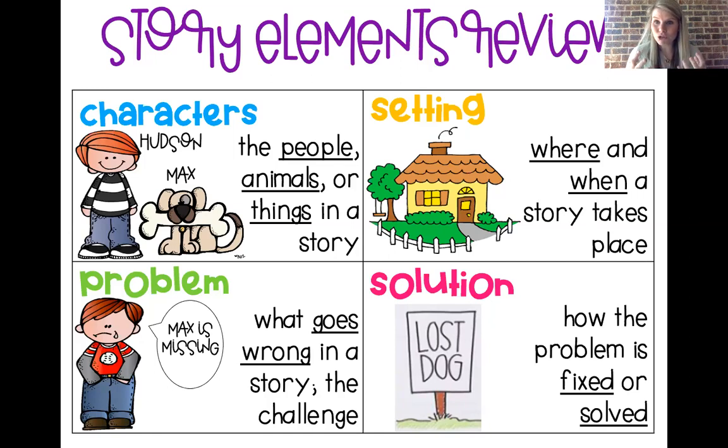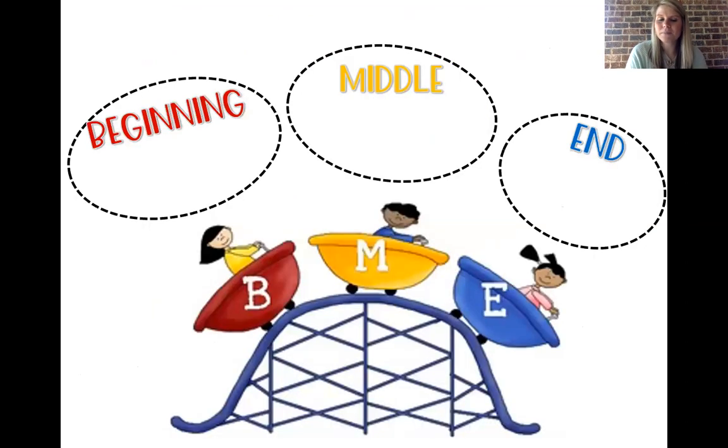And then the solution is how the problem is fixed or how the problem is solved. Princess Elizabeth went through all those steps to trick the dragon and then get up to Prince Ronald. So she fixed the problem, solved the problem, got to him, but then decided he was a bum and didn't need him anyways. So that's our character, setting, problem, and solution. And then let's quickly review the beginning, middle, and end. This is what we focus on more today, the beginning, middle, and end of the story.